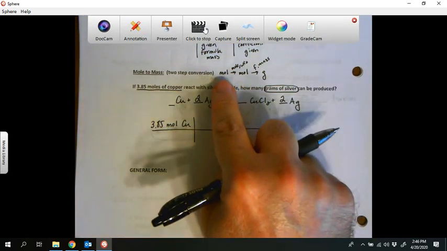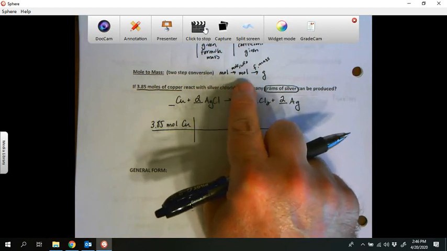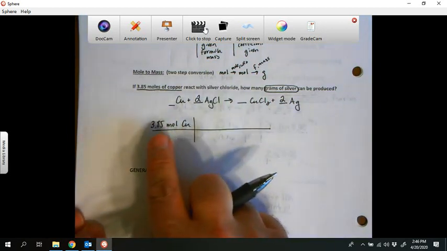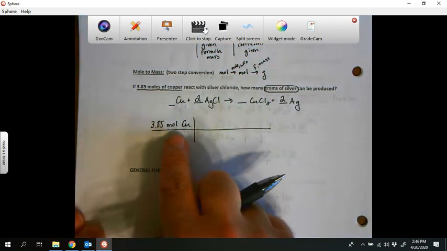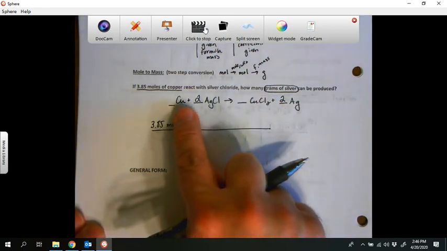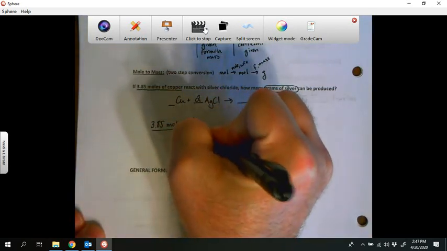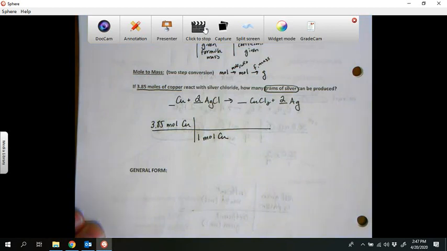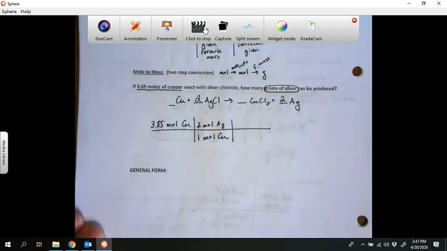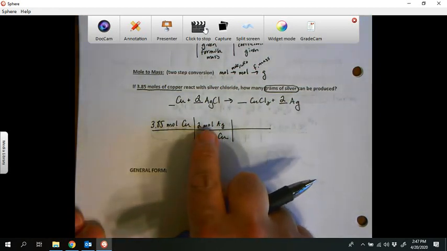According to our little scheme up here, if we're given moles, we have to go to moles of something else using the coefficients in our balanced chemical equation. So if we look, we want to get rid of moles of copper, and we want to go to silver. There's a 1 in front of the copper and a 2 in front of the silver. We want moles of copper to cross out, so I'm going to put the 1 mole of copper on the bottom and 2 moles of silver on the top. That's telling me for every mole of copper that reacts, we get 2 moles of silver.